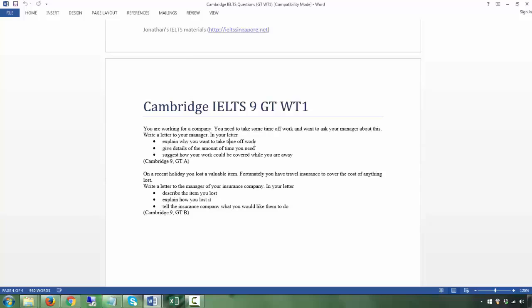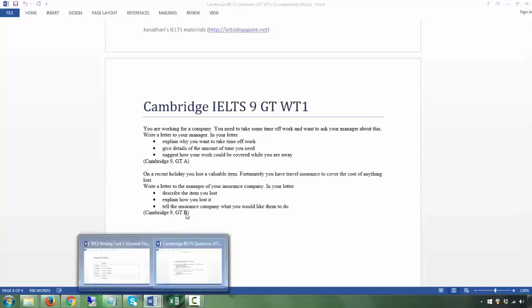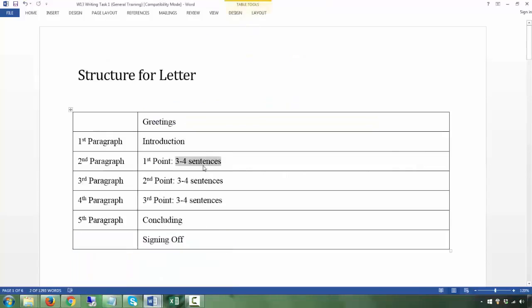Okay, so task 2 is 250 words minimum. Task 1 is 150 words minimum. If you are going to address this question or explain why you want to take time off work in one sentence, that's not going to reach 100. Your letter is not going to reach 150 words. Okay, that's the reason why I say, write about 3 to 4 sentences.